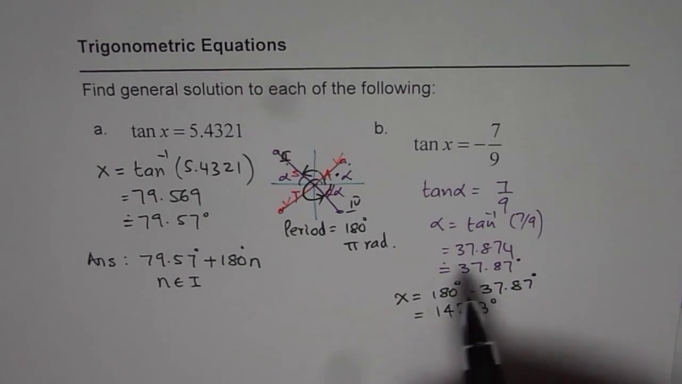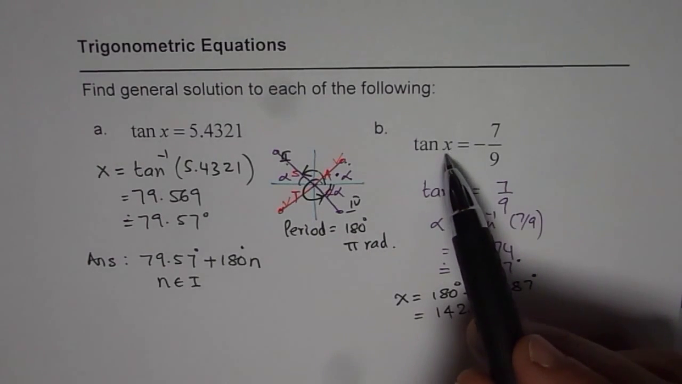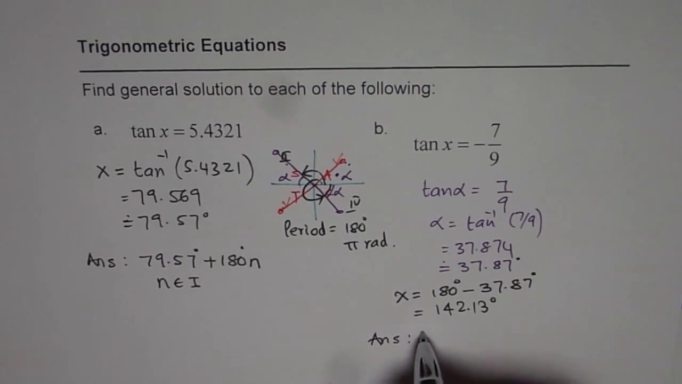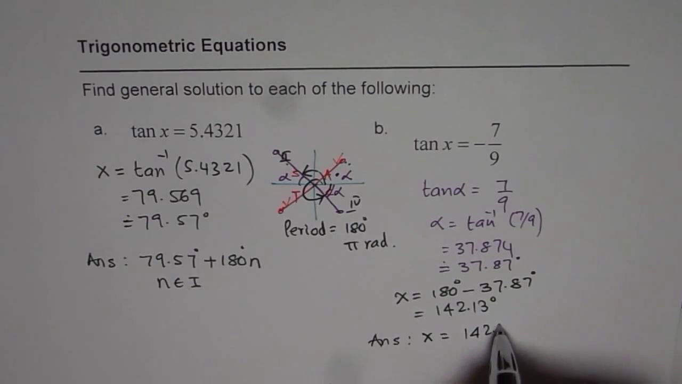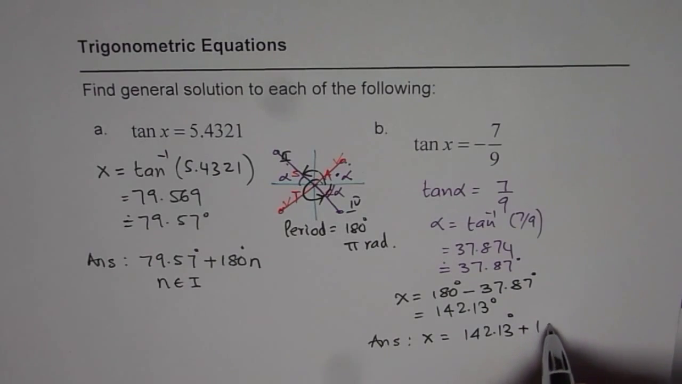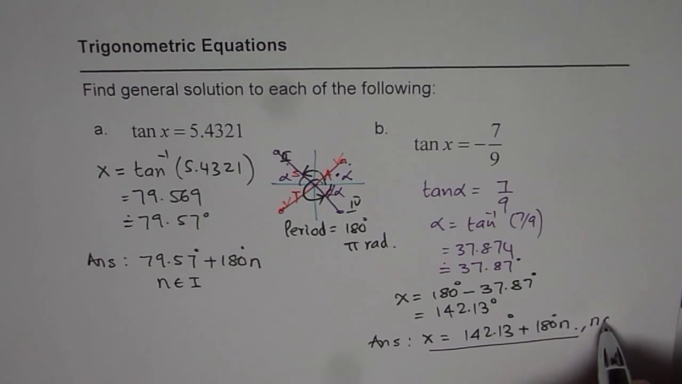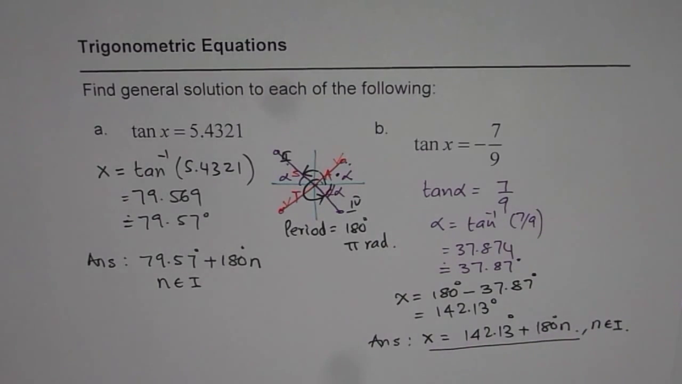It repeats, and the repeating angle is 180 degrees, and therefore the general solution will be x equals 142.13 degrees plus n times 180 degrees. So that becomes the general solution where n belongs to the set of integers. It could be plus or minus 1, plus or minus 2, and so on. So that is how you find the general solution for a trigonometric equation where tan is the ratio to be calculated. I hope that helps. Thank you and all the best.